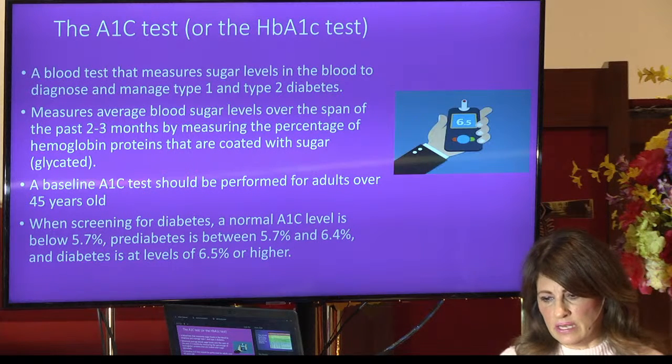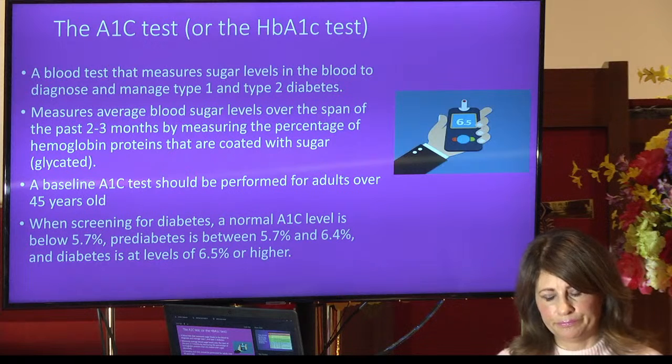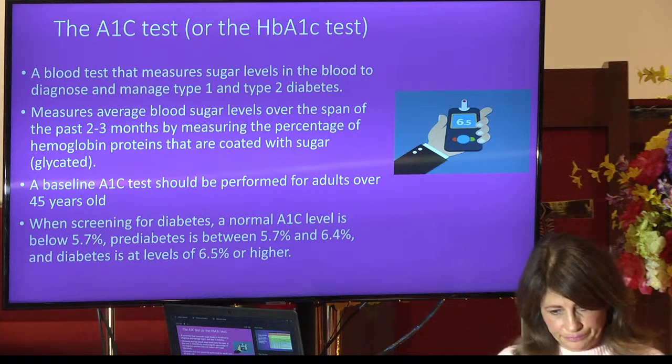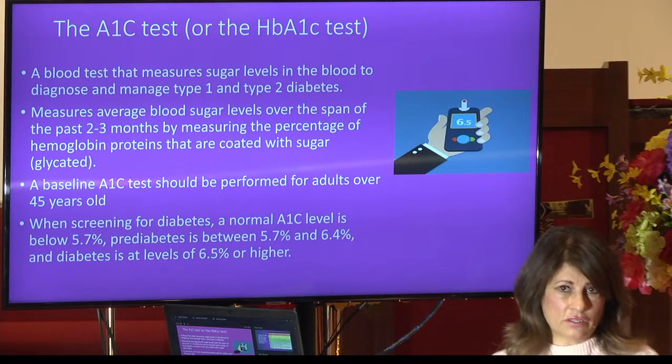A baseline A1C test should be performed for all adults over 45 years old when screening for diabetes. A normal A1C level is below 5.7. Pre-diabetes is between 5.7 and 6.4. And diabetes is definitely diagnosed at 6.5 and higher.